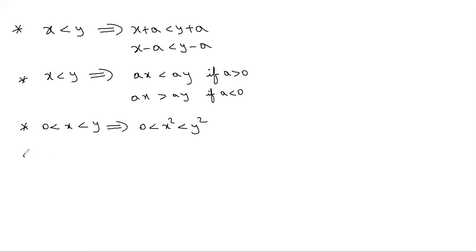In case both are negative, squaring is still allowed, but the inequality will be reversed: x square is greater than y square is greater than 0. Suppose one is negative and one is positive, then there is no conclusion. We can't say anything, we can't write a relation between x square and y square. So there is no confirmed relation between x square and y square.